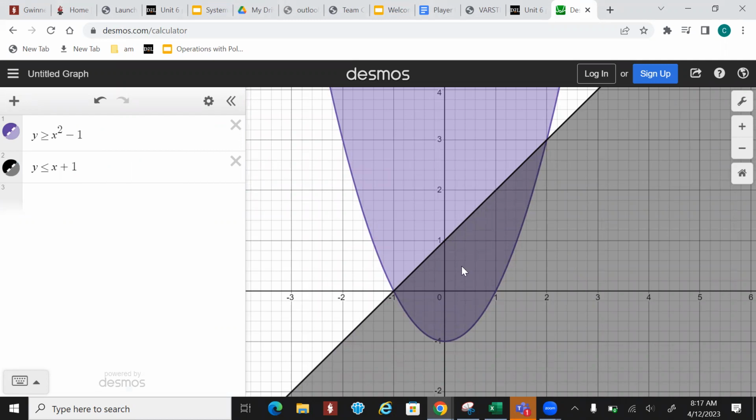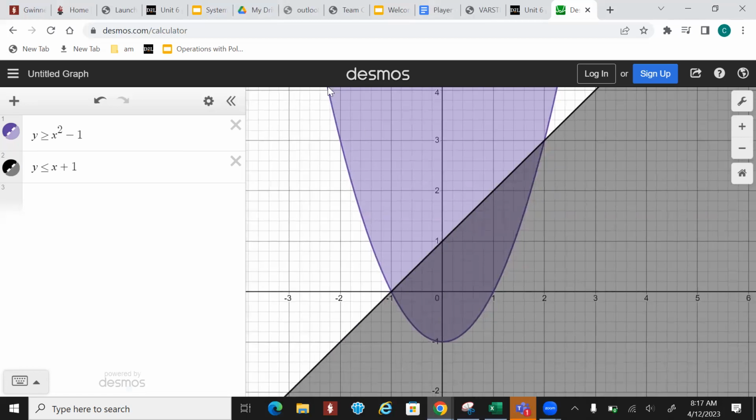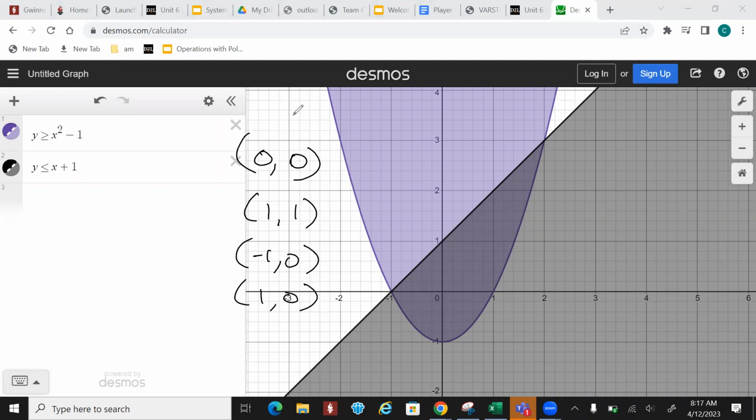Do you see where I'm getting these from though? It's only in this shaded region. You could have a negative because we're not dealing with a real world problem. So like 0, 0 would work. Okay, so all of these would work. Negative 1, 0 would work. Good. All right, so you can write all 4 of these down on your paper.